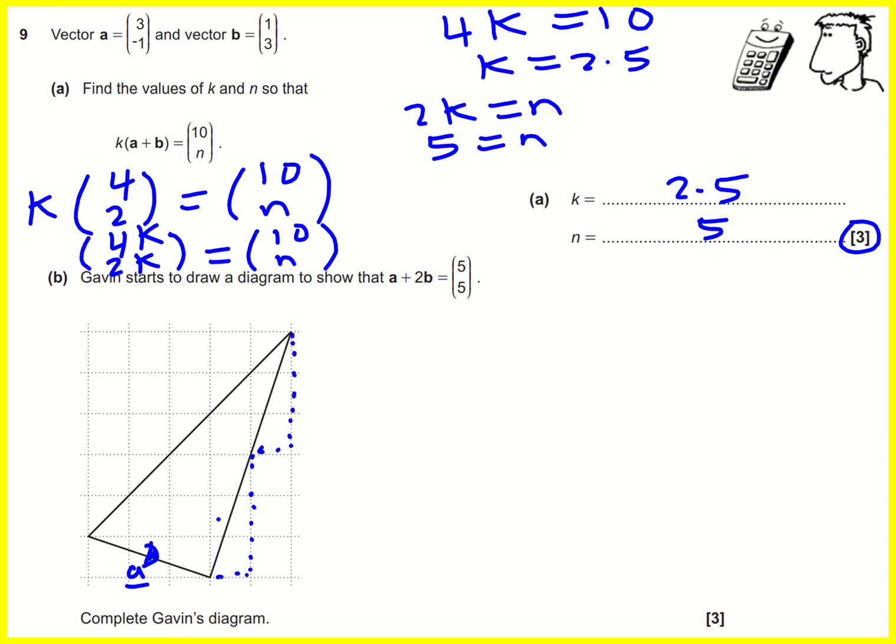So I suppose, I don't know exactly what it wants, but I could label that as B. And I could label that as B, or maybe I could label it as 2B, but I think that's clear enough. And then finally, I can see it's 5, 5, 1, 2, 3, 4, 5, 1, 2, 3, 4, 5. So maybe just to make it absolutely clear, label this as 5, 5. And that's the completed diagram.